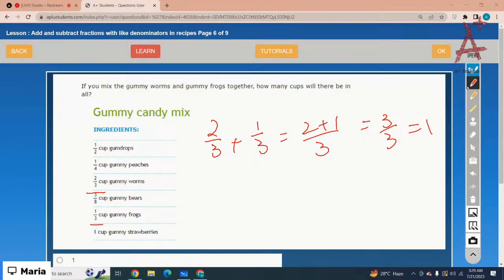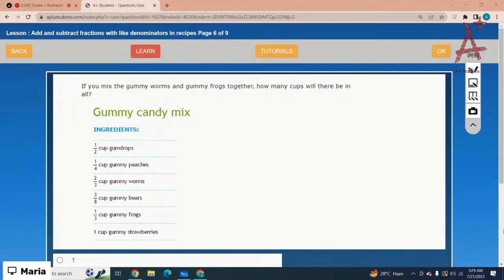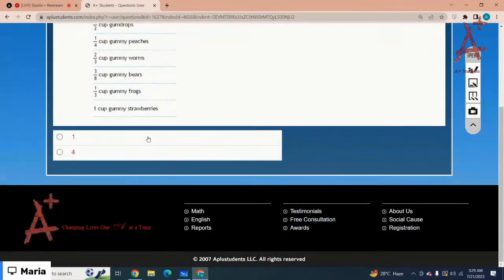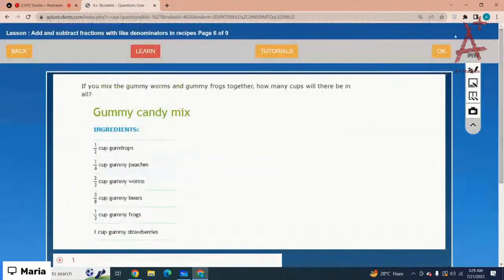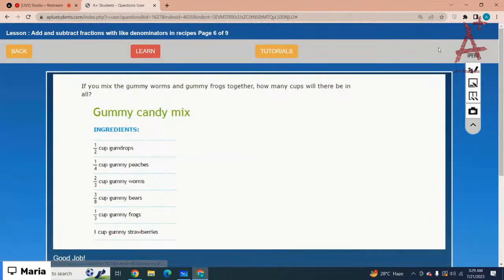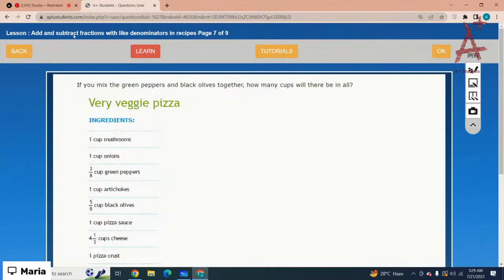So the correct option is 1. Together they make 1 cup of the gummy worms and gummy frog. Okay, you can complete the rest of the questions by yourself later today. Let me just move on to the next lesson.